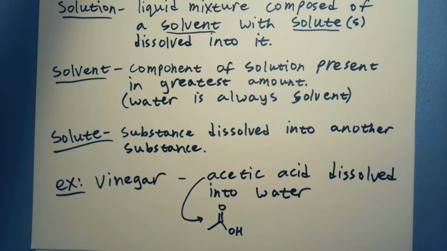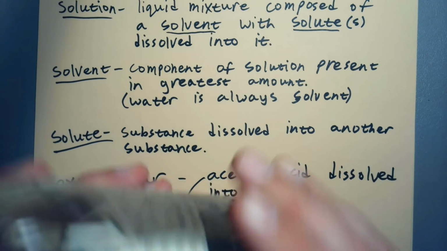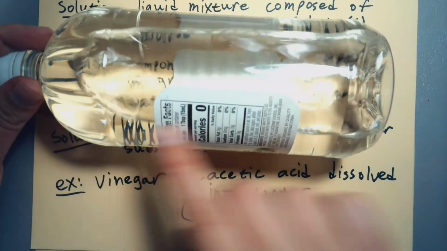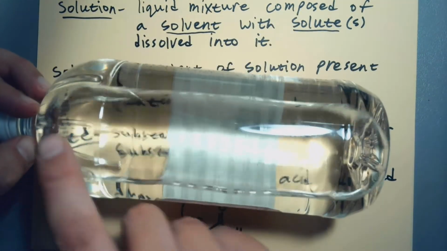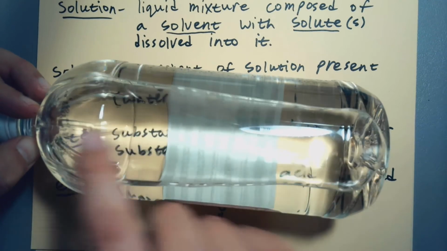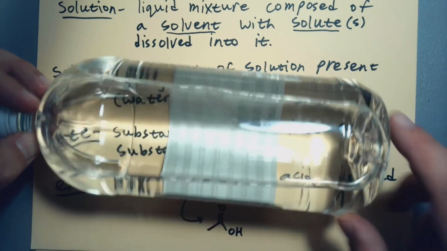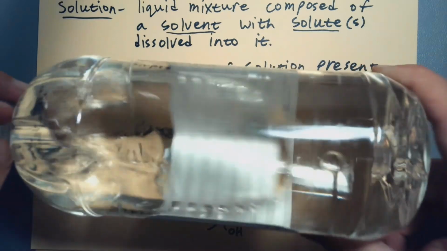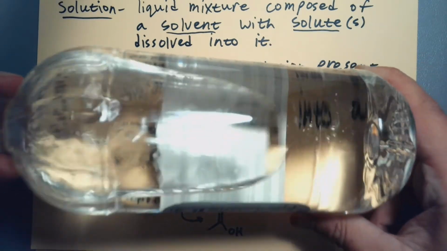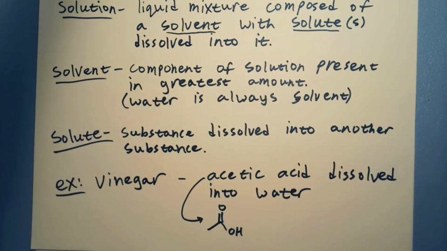We don't see two layers in here. It's all uniform. This is an even mixture. This is a homogeneous mixture, not a heterogeneous mixture. And so everything has dissolved. It was soluble. That's what we see. So there's a little bit of air bubbling around.